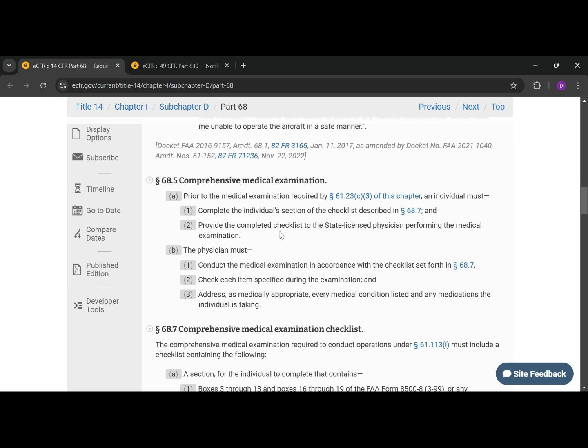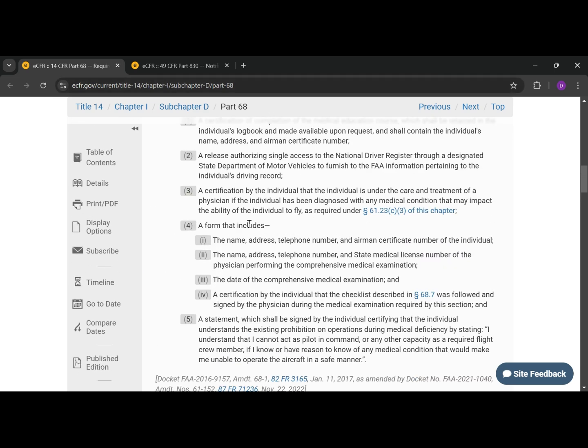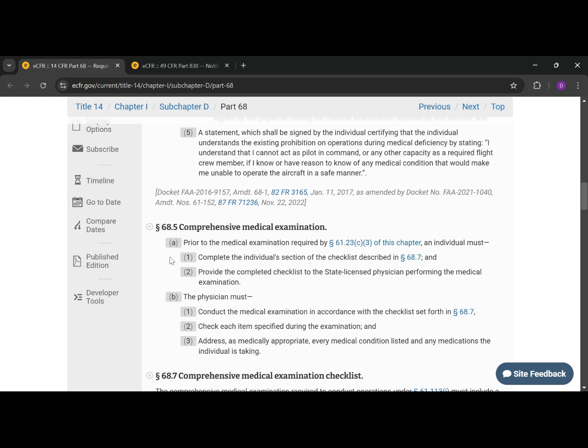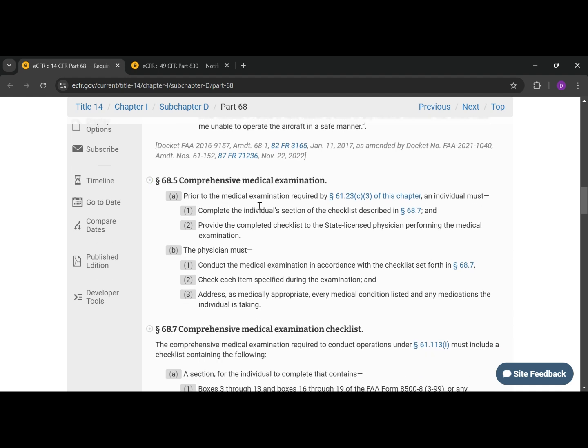So in addition to completing your medical education course, you also have to complete a comprehensive medical examination, Part 68.5. Prior to the medical examination required by 61.23 of this chapter, an individual must, so this is what you have to do before the medical examination, complete the individual section of the checklist described in 68.7 and provide the completed checklist to the state licensed physician performing the medical examination.